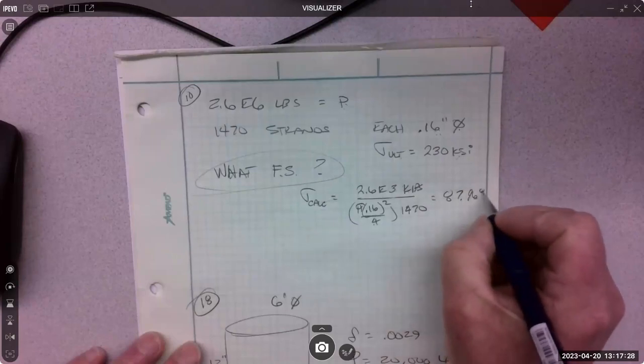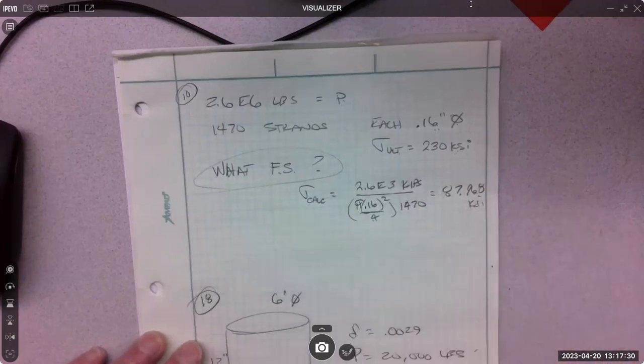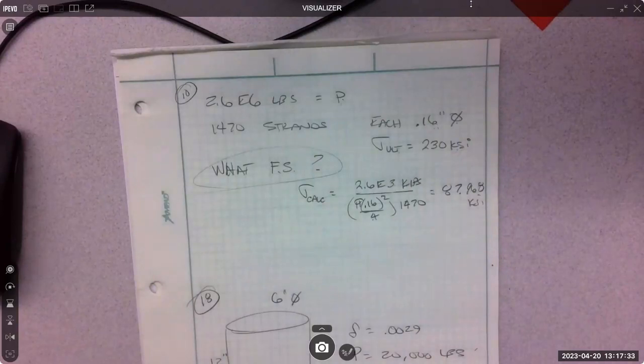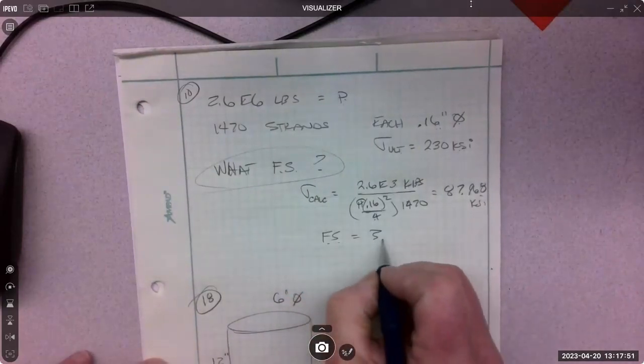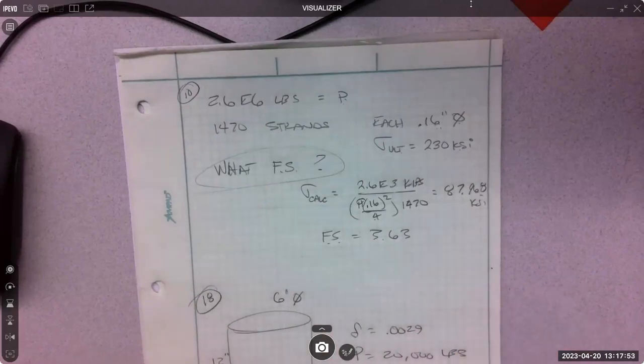87.968 KSI. So then it would be a comparison between that failure and the calculated stress. So failure's on top always. So we take the 230 and divide by the 87. And we get 3.63, factor of safety. You rarely see it in decimal form. It's like factor of safety of 3, factor of safety of 4. But yeah, that's what it would be, 3.63.